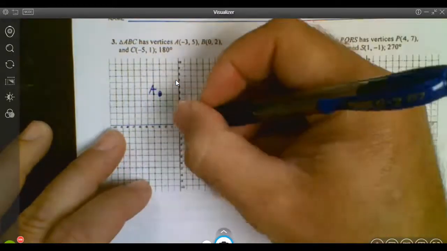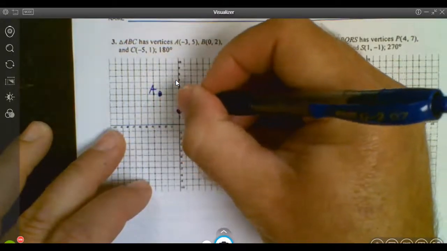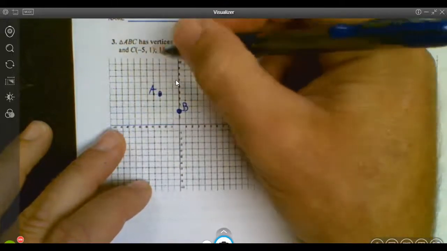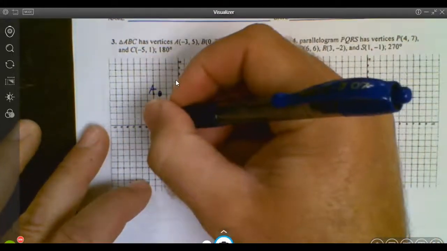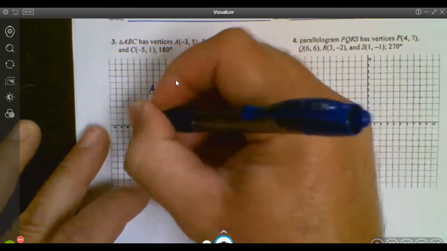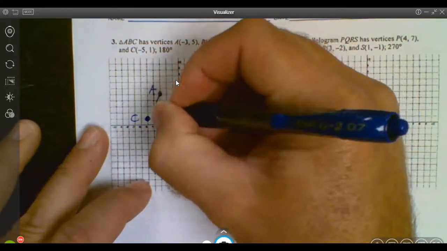B is at 0,2. And C is at -5,1. So here's the original triangle.